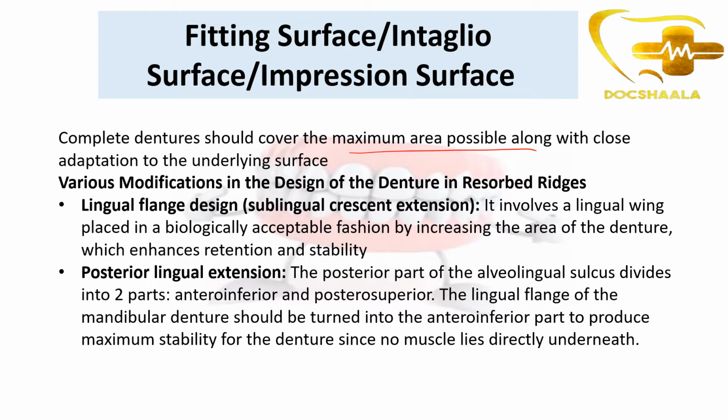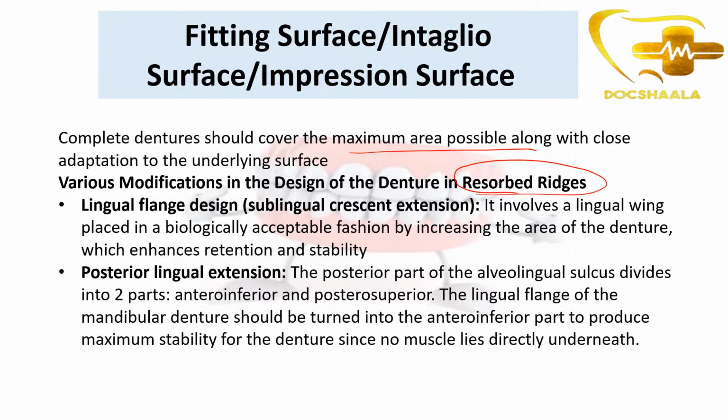So the various modifications in the design of the denture in resorbed ridges are as follows. As you know, we make complete dentures in people who have lost teeth. Once they lose teeth, the ridges get resorbed over time. So to achieve maximum stability, the denture should be made in a certain way.